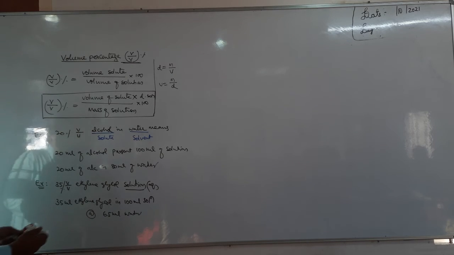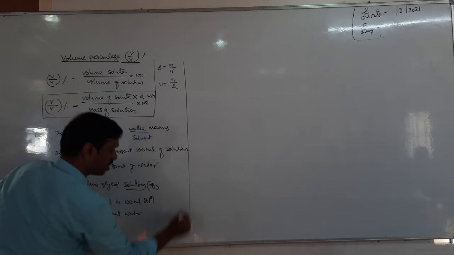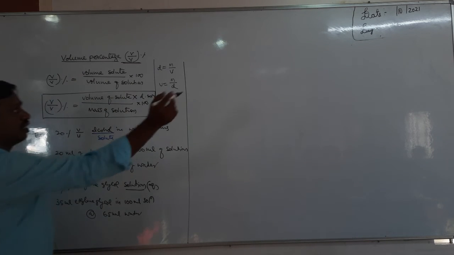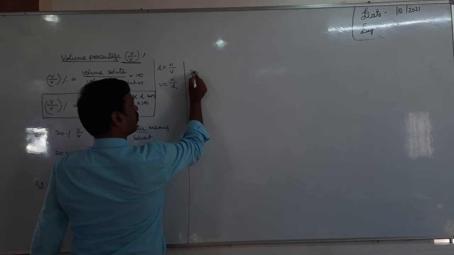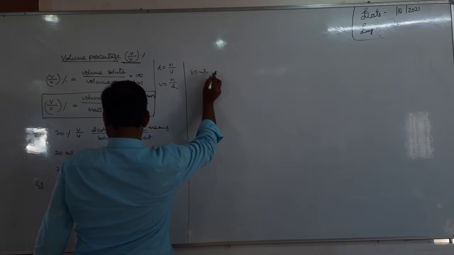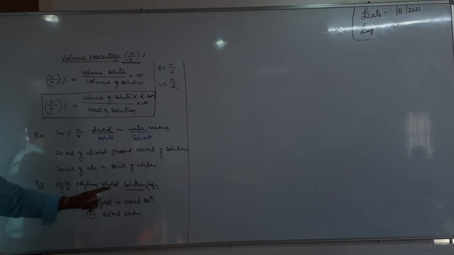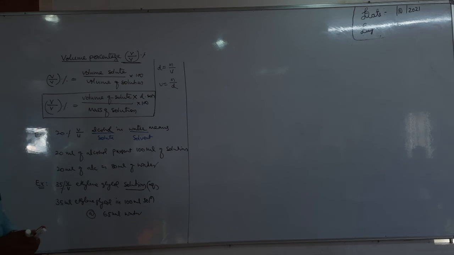Now tell me, what is the meaning of this 35% V by V ethylene glycol? 35 ml of ethylene glycol in 100 ml of solution. So this is a volume percentage.